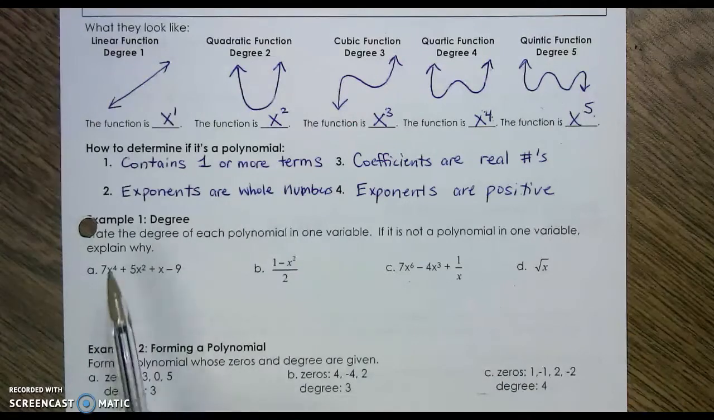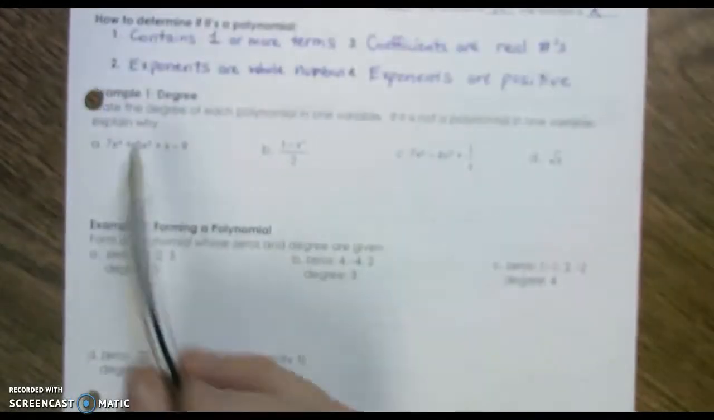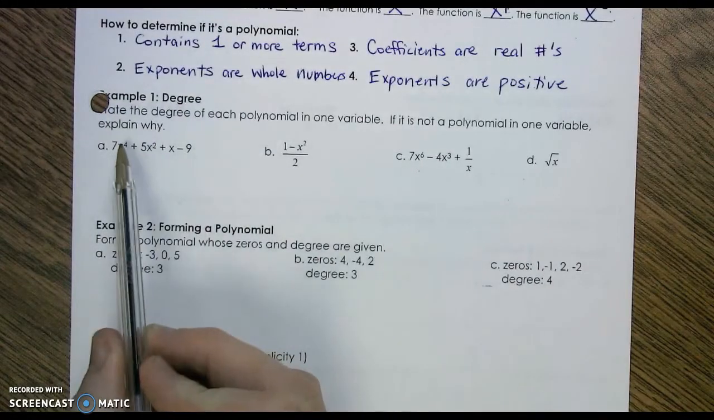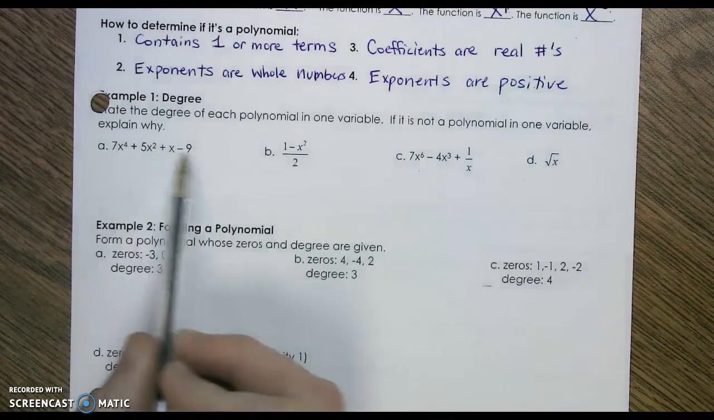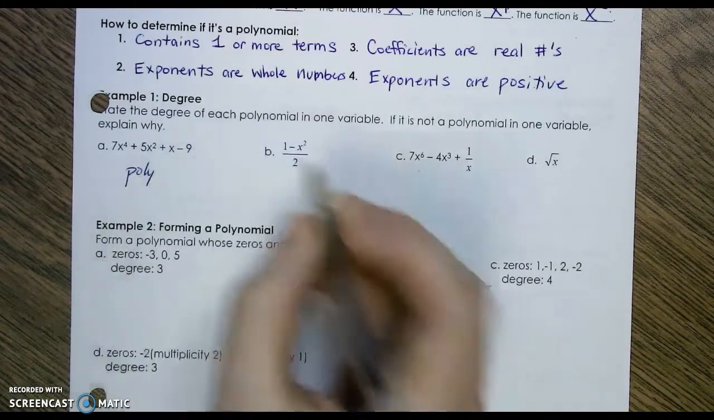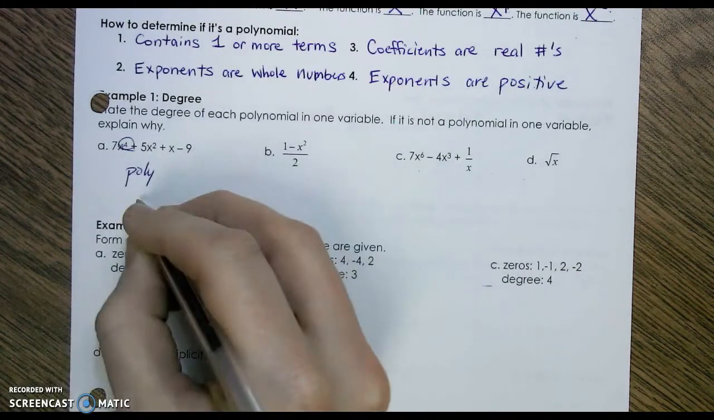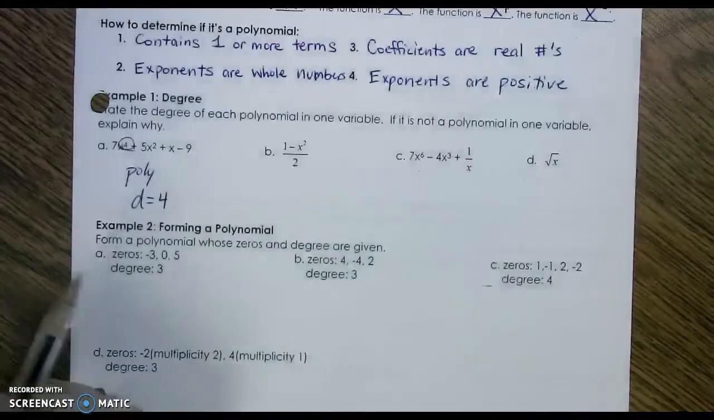So here I've got 4 terms. A term is separated by a plus or a minus sign. So 4 terms. All the exponents are positive and whole numbers, and nothing is imaginary. So this is a polynomial, and it is degree 4, because that is the largest exponent in the polynomial.